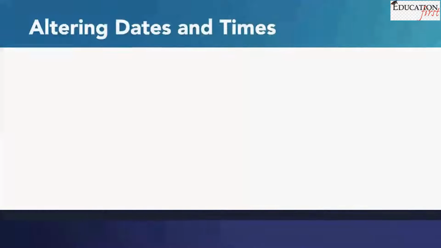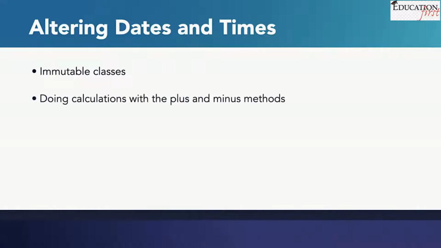Local dates, local times, local date times, and zoned date times are immutable. This means that the value of the object cannot be altered after the creation of the object. So technically, you cannot alter them, but we can definitely do calculations with them. The result will be a new object with the new values representing the new date and/or time.